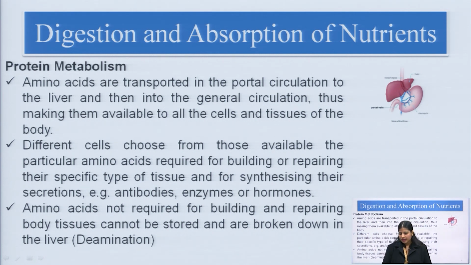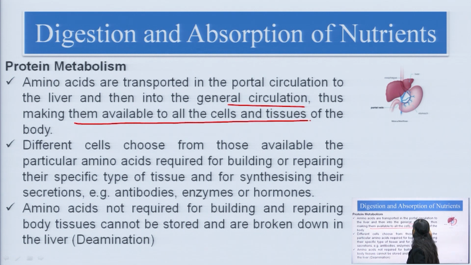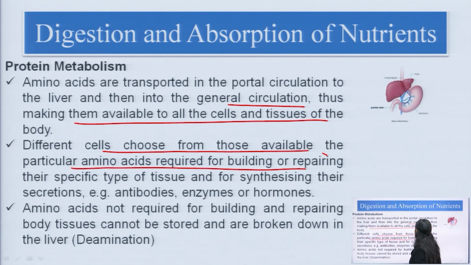Now, see the protein metabolism. Amino acids are transported in the portal circulation, similar to the way carbohydrate is utilized. In a similar way, the amino acids are also transported into the portal circulation and go to the liver. They can also be utilized for ATP formation. Then they go into the general circulation, making them available to the cells and tissues of the body.